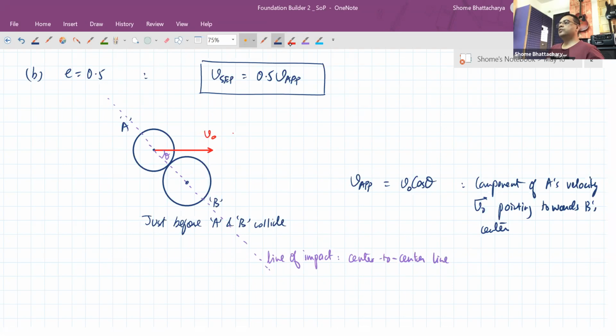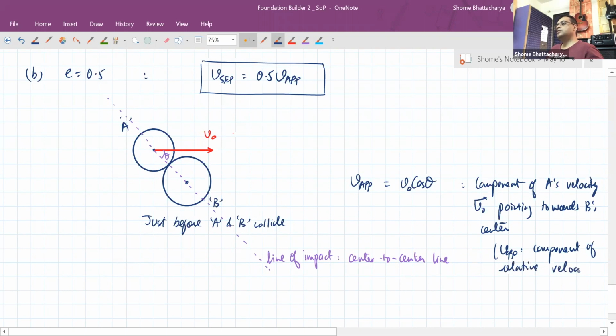So you can also think of the approach velocity as the component of relative velocity along the line of impact. That's another way in which we can interpret the concept of approach velocity.